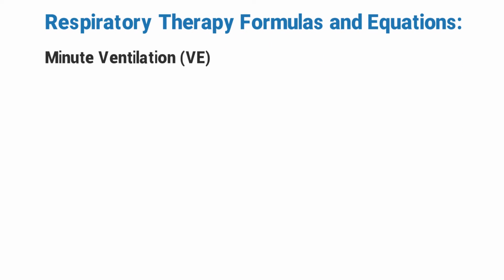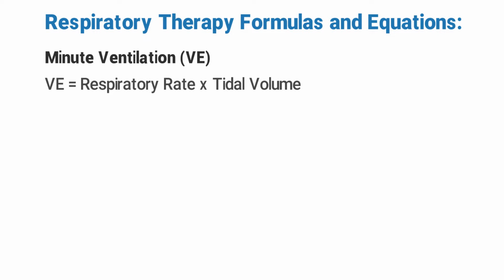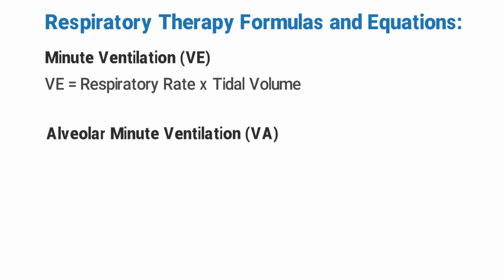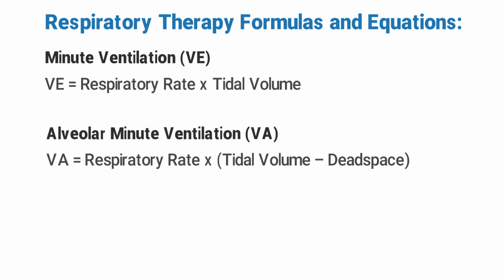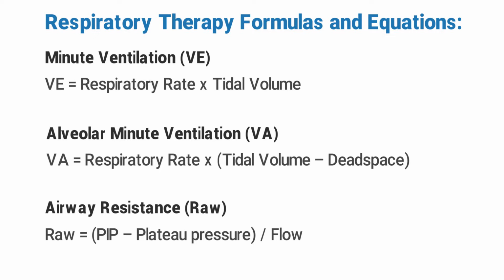First, we have the minute ventilation, which is equal to respiratory rate times tidal volume. Then there's the alveolar minute ventilation, which is almost the same thing except you have to subtract the dead space. So it's respiratory rate times tidal volume minus the dead space. Then there's the airway resistance, or RAW. It is equal to the peak inspiratory pressure minus the plateau pressure divided by the flow.